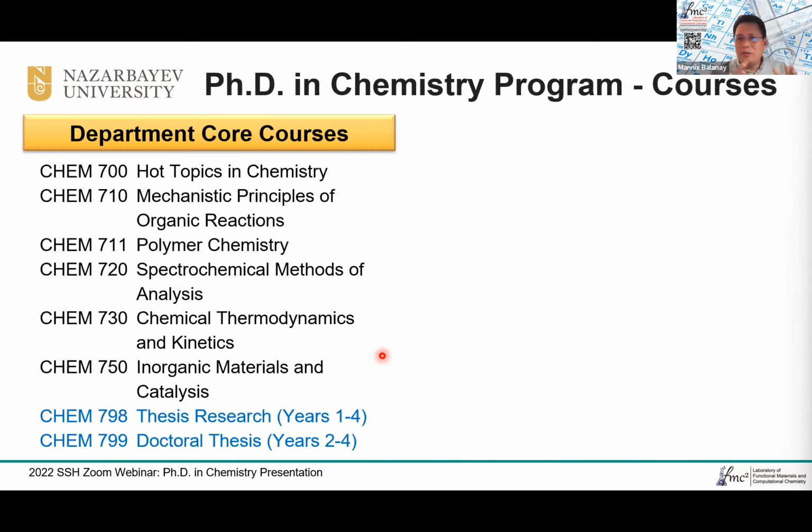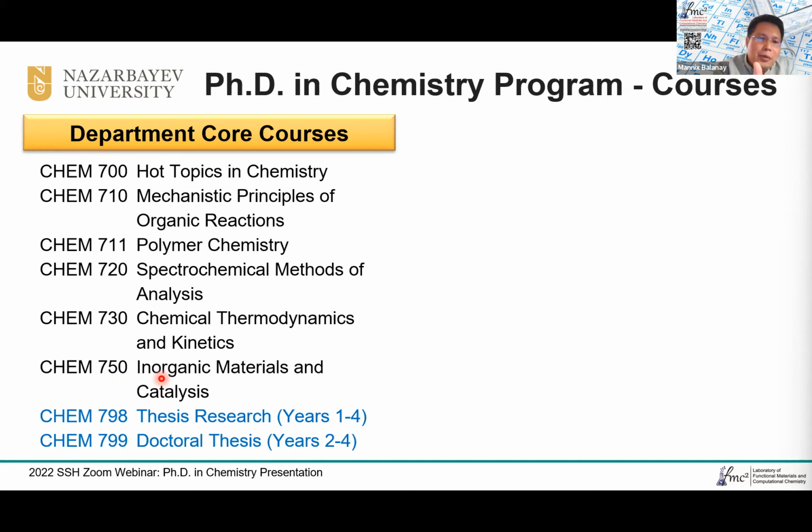With regards to our program, we have divided it into the department core courses and the department elective courses. For the department core courses, you can choose two of these. You have hot topics, which is a required core course. From 710 to 750, you need to choose one of these depending on your field of specialization. Once you get in, you have to choose a supervisor, and your supervisor would help you.